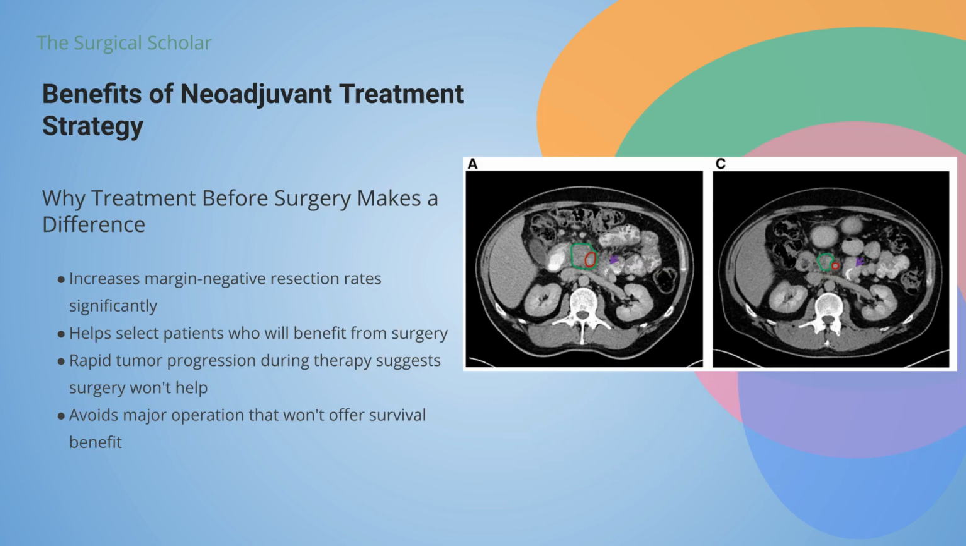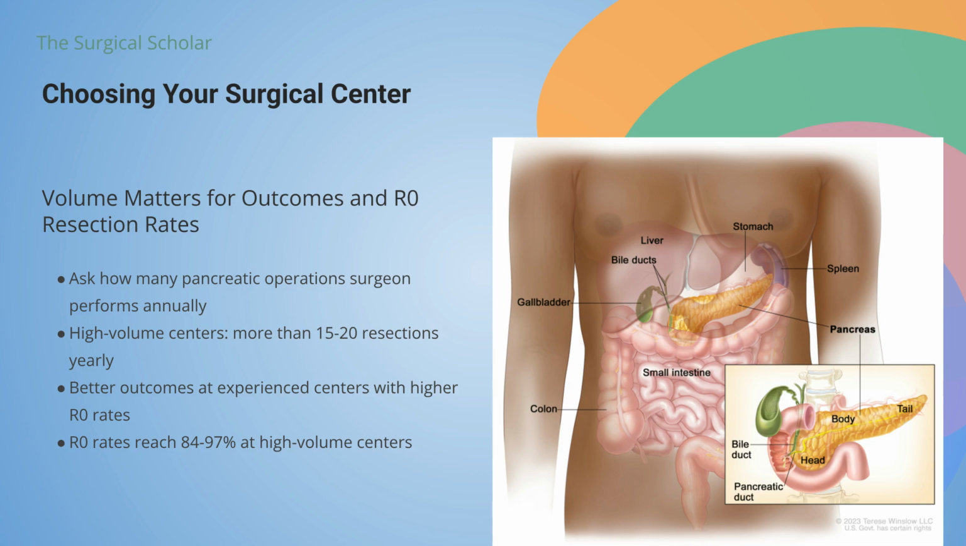Neoadjuvant treatment increases margin-negative resection rates and helps select patients, if tumors progress during preoperative therapy, surgery might not offer survival benefit. In this CT scan, you can see how the size of the tumor has reduced with chemotherapy. About your surgical center. Ask how many pancreatic operations your surgeon performs annually. High-volume centers doing more than 15 to 20 resections yearly have better outcomes with R0 rates reaching 84 to 97%.